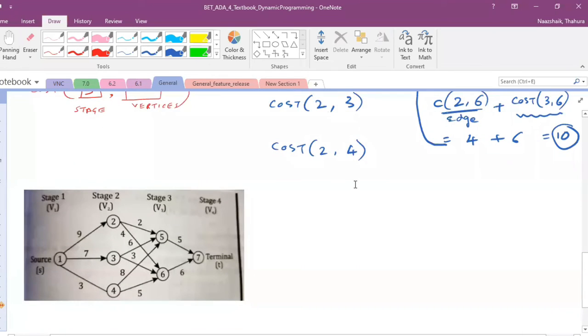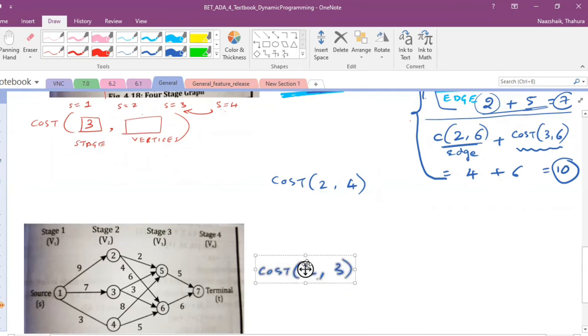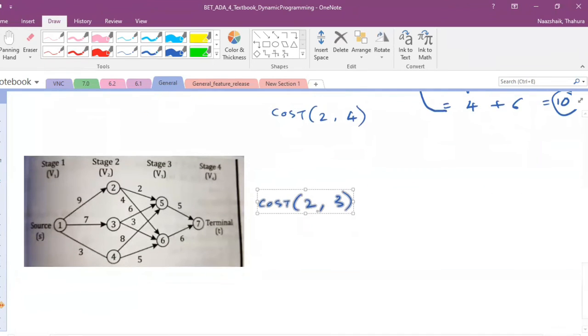So let's try to do cost 2, 3. I'm trying to do this cost 2, 3. So what is cost 2, 3? I'm trying to evaluate. I'm still in stage 2. Okay, this 2 means stage, right? I'm in this stage, and I am evaluating the third vertex. Vertex 2 we are done. So now I'm evaluating the third vertex.